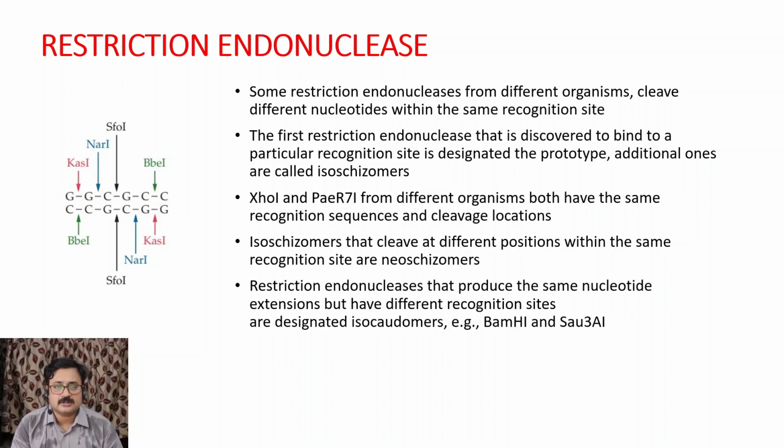These are the restriction endonucleases that have different recognition sites, but they produce the same nucleotide extension. That is, suppose for example BamHI and Sau3AI. Both of them have different recognition sites, but after the cleavage, the extension or nucleotide overhang that is produced will be exactly the same for these two enzymes.